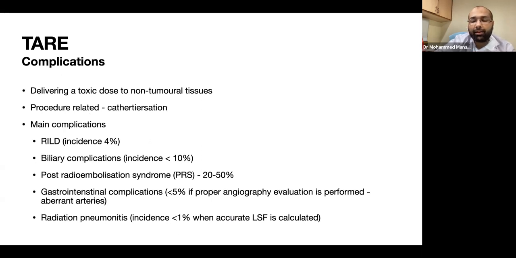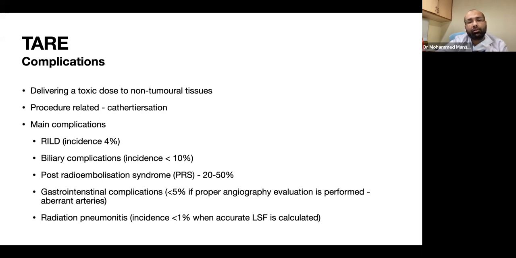Now, complications that can arise in TARE can be due to the radiation effect to the normal tissue, and the ones that can be due to catheterization, that is formation of a hematoma or damage to the vessels. But the main complications that we encounter there, the incidence is very low. As you see, if it's a proper patient selection and you do the workup properly, you get less radiation effects. So radiation-induced liver damage, the incidence is 4%. Biliary complications, the incidence is less than 10%.